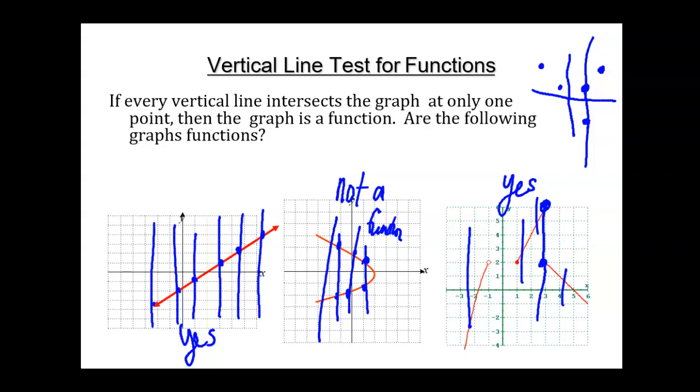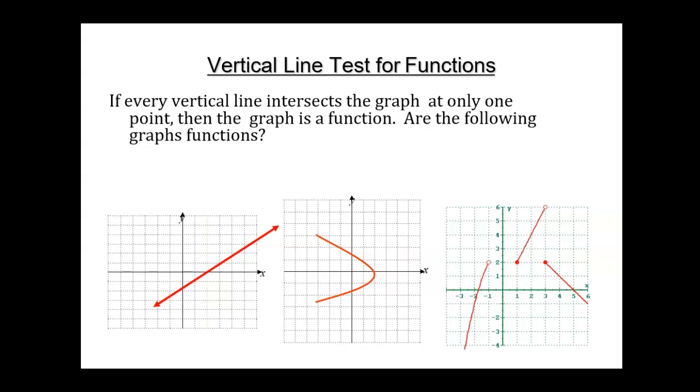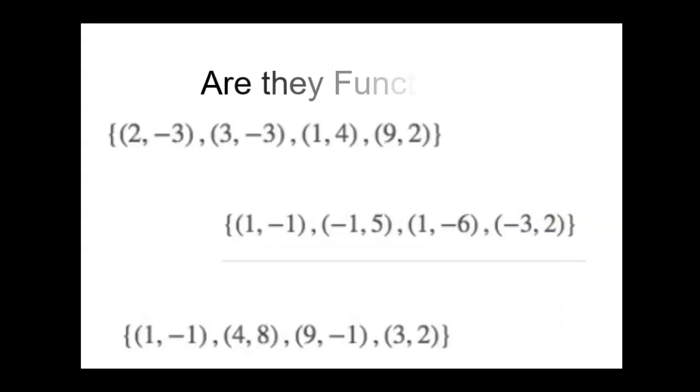All right, so now let's go ahead and look at some examples here of different representations of functions. So far we've looked at graphs, we've looked at t-charts. Now we're going to look at some sets of ordered pairs. So this is similar to a t-chart, except it's just written a little bit differently. This is written as these little sets of ordered pairs. So I know that the first one is my x values and the second one is my y values. So the x values are 2, 3, 1, and 9. The y values are -3, -3, 4, and 2.